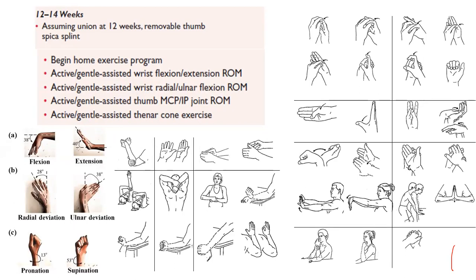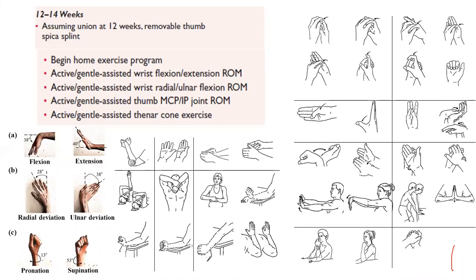And usually in this phase, the splints will be removed, and different home exercises should be prescribed in their home plan. The patient should receive active or gentle assisted wrist flexion and extension exercises. There should be active or gentle assisted wrist radial and ulnar deviation range of motion exercises. And similarly, for the thumb, which was not started in the initial phase, active or gentle assisted MCP and interphalangeal joint exercises of the thumb should also be started.